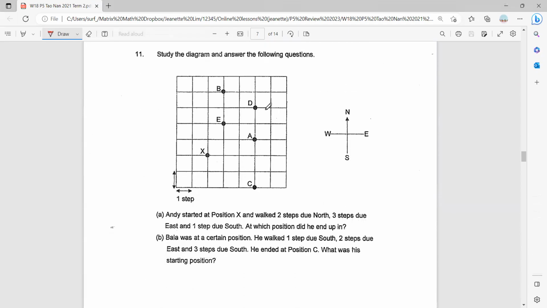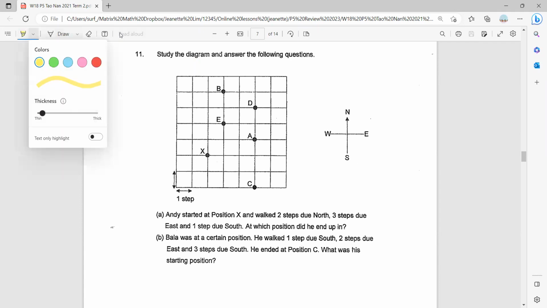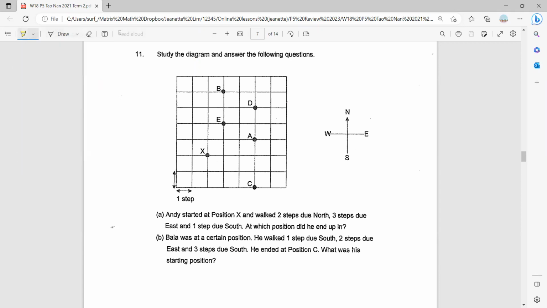Study the diagram and answer the following questions. Part A, Andy started at point X and walked 2 steps due north, 3 steps due east, and 1 step due south. At which position did he end up? Okay, let's highlight as we go along. Okay, first at X here. Then walk 2 steps north means go up.